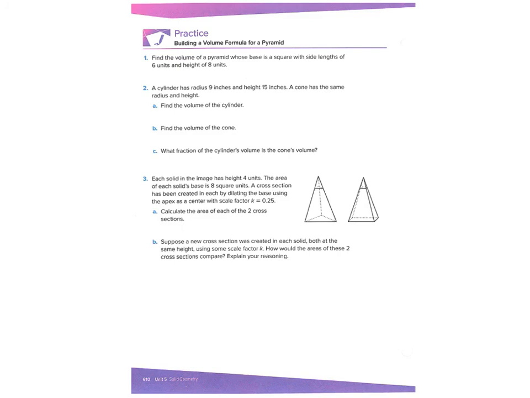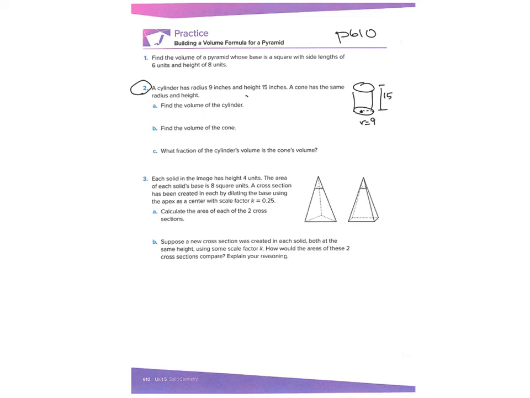So taking a look at the homework pages, the practice pages on page 610, I'd like to talk about number 2. Number 2 says that a cylinder has a radius of 9 and a height of 15. A cone has the same radius and height. So for A, it says find the volume of the cylinder. So my radius equals 9, and it has a height of 15.